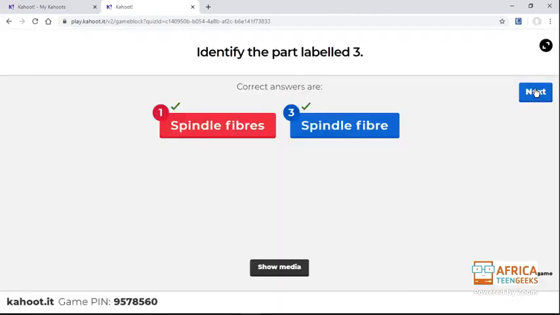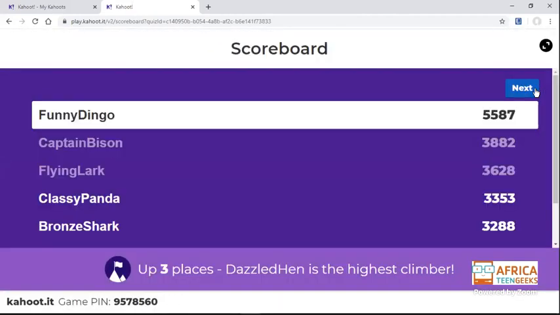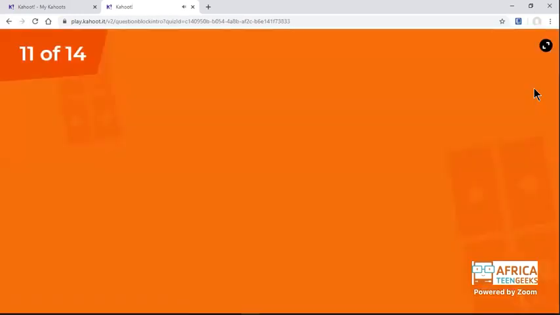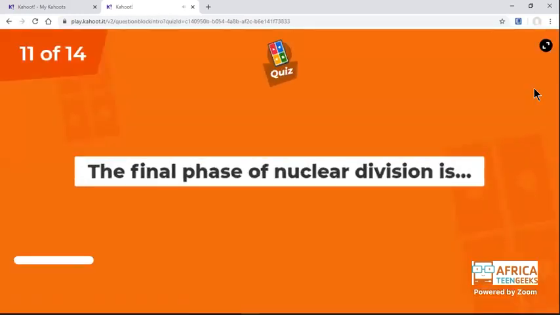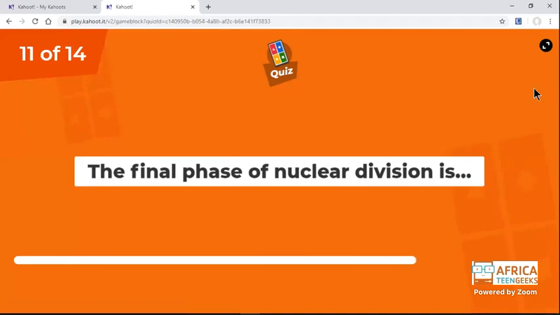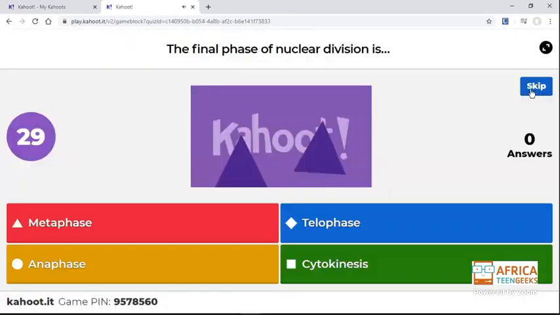So the other questions that I had, so the final phase of nuclear division is metaphase, anaphase, telophase, or cytokinesis. Maybe you didn't type it out correctly. Maybe the spelling was wrong.